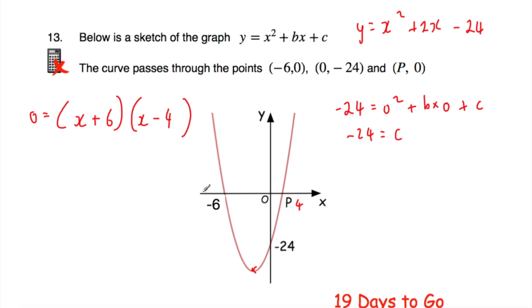So that's fantastic. We now know where it crosses the x-axis. It crosses the x-axis at -6 and 4. Now in terms of finding the coordinates at this point, we could use two approaches. We could use the fact that this parabola, this U-shaped graph, has got a line of symmetry.